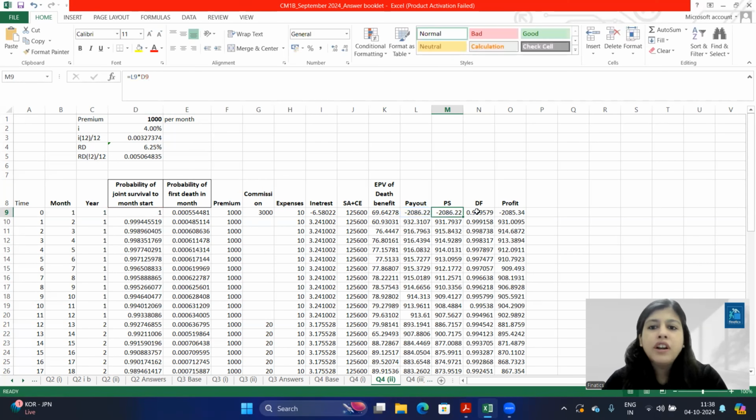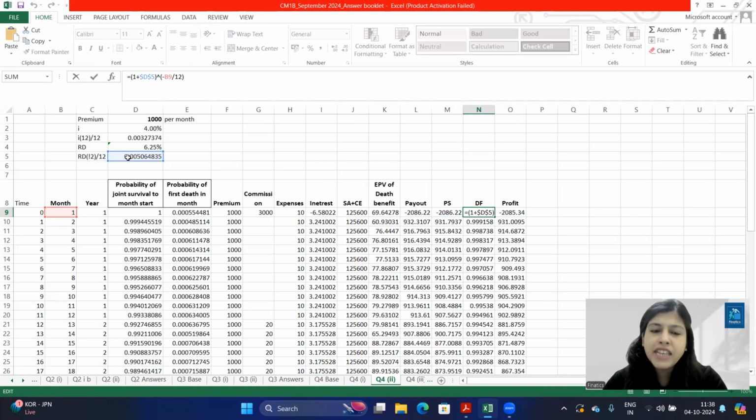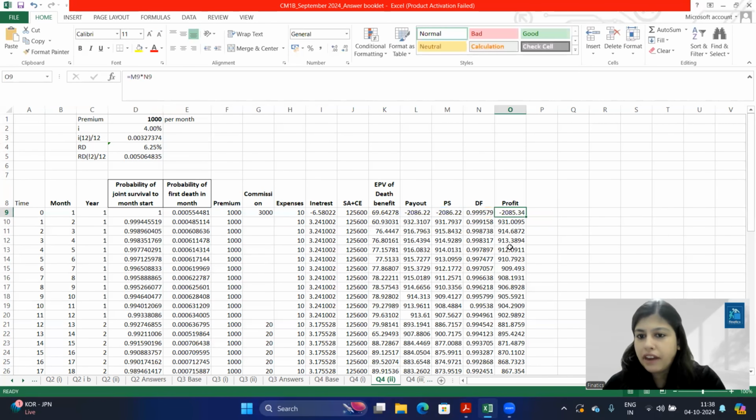Profit signature. The discounting factor is 1 plus the risk discount rate. Again, please calculate the risk discount rate at I12 by 12, to the power minus of time in months by 12. So month is given as 1, 2, 3, and we need Excel to understand that these are months. To the power minus of all of these by 12. And profit is then the profit signature times the discounting factor.